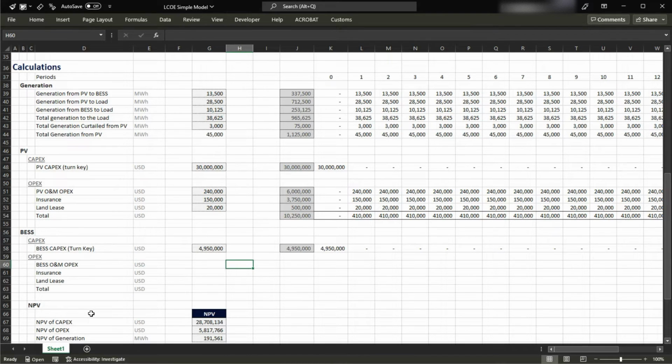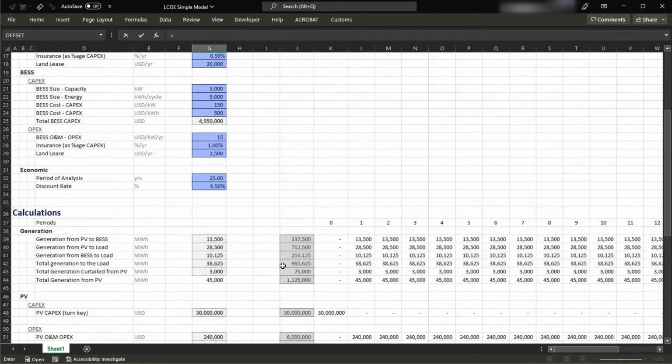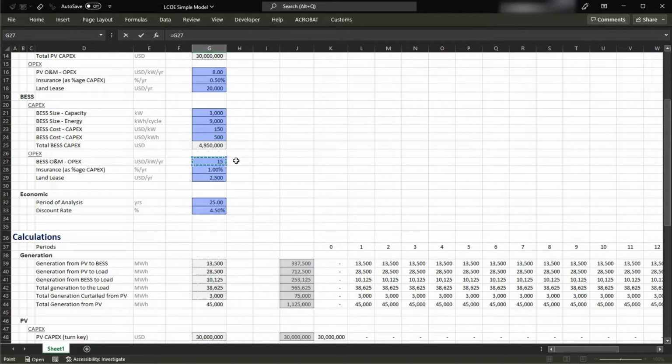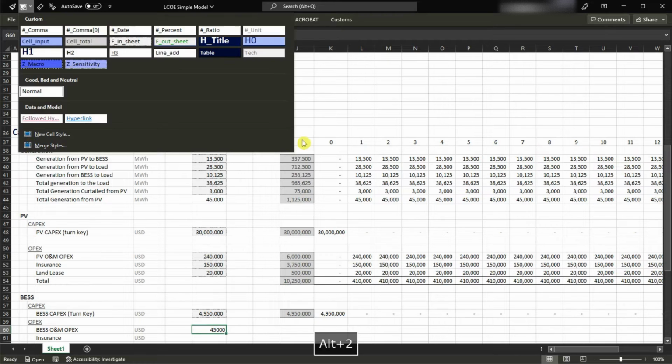And now we need to calculate the opex for the battery, right? So how much opex are we gonna have for the battery? So let's go equals what? Where's my opex? It's going to be $15 per kilowatt per year. So 15 times 3,000 here. Okay, so that's $45,000.